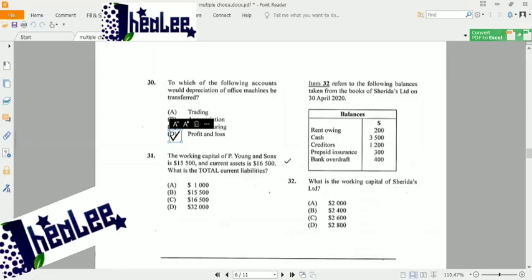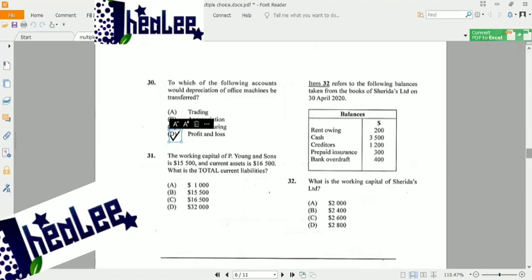The working capital of P. Young and Sons is 15,500 and current assets is 16,500. What is the total current liabilities? What is the total current liabilities? And to find that, which knowledge can you use?